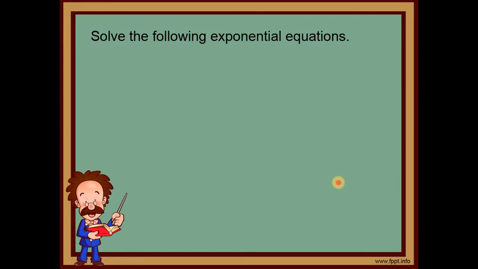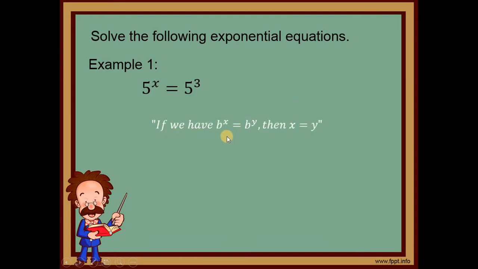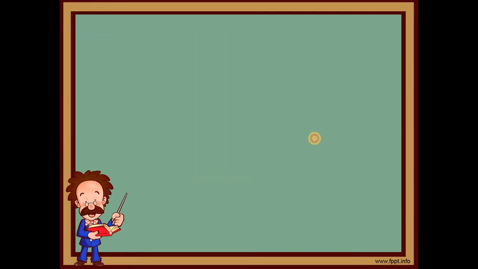Solve the following exponential equations. Example number 1: 5 raised to x equals 5 raised to 3. So ang gagamitin natin dito ay ang idea na if we have b raised to x equals b raised to y, then x is equal to y. So in this case, same yung 5 natin as base. So therefore, x is equal to 3 and we're done. So ganun lang siya kadali. Okay? So let's move on to the second example.